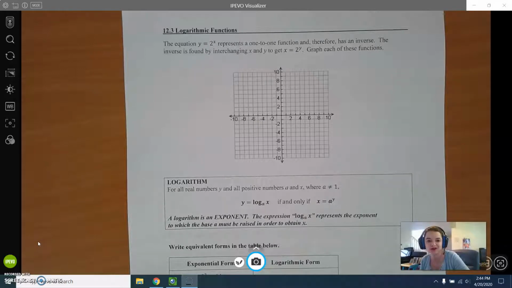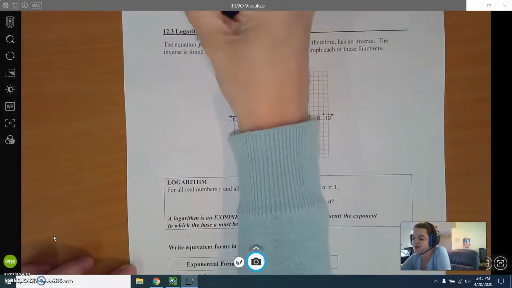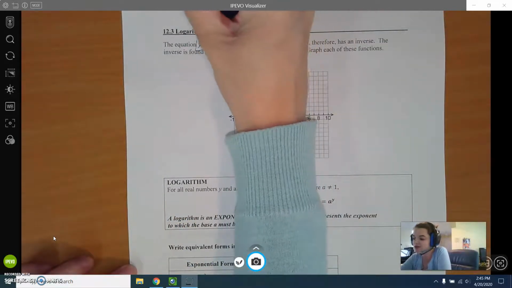Everybody, welcome to our 12.3 lecture video on logarithmic functions. So today we're going to talk about logs. Logarithmic functions are the inverse of exponential functions, which we just finished talking about. So let's start there. An exponential function would look like this: y equals 2 to the x.